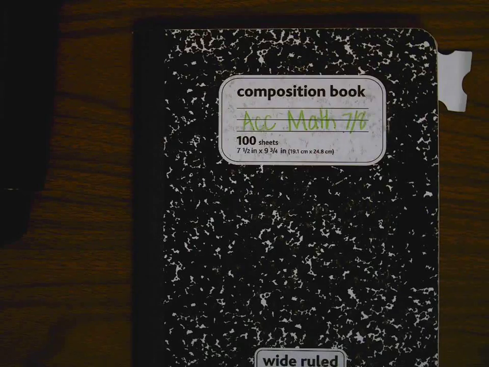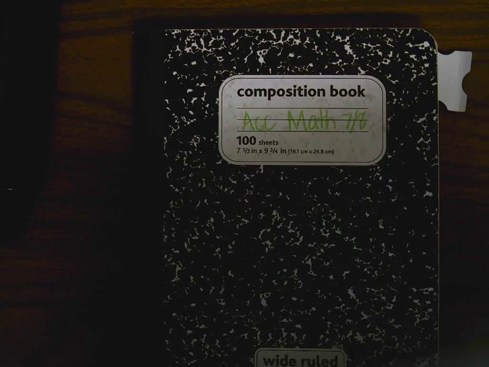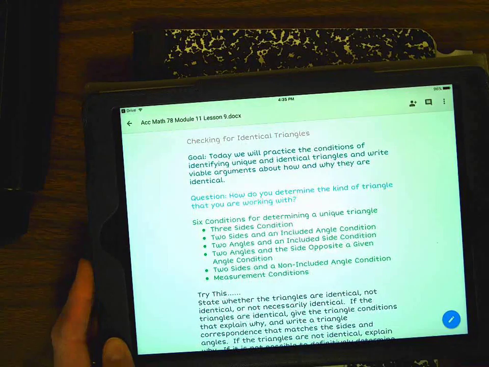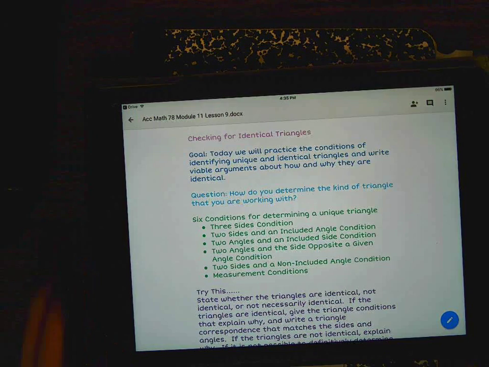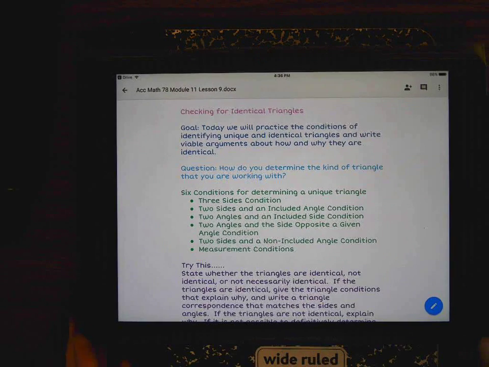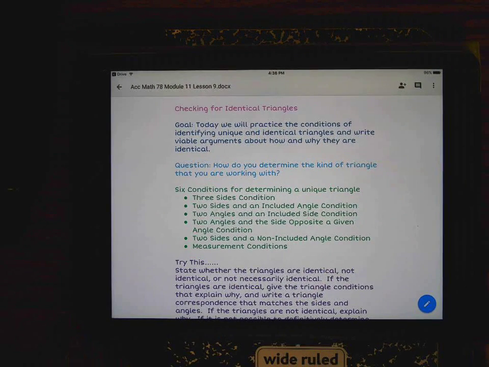Again, this one is called Checking for Identical Triangles. So here's our iPad, and this is what you are going to write inside your notes. It's a little bit different than in the book. I tried to keep the colors the same, but I'm thinking that this will help people see a little bit more easily because it's typed instead of my handwriting.